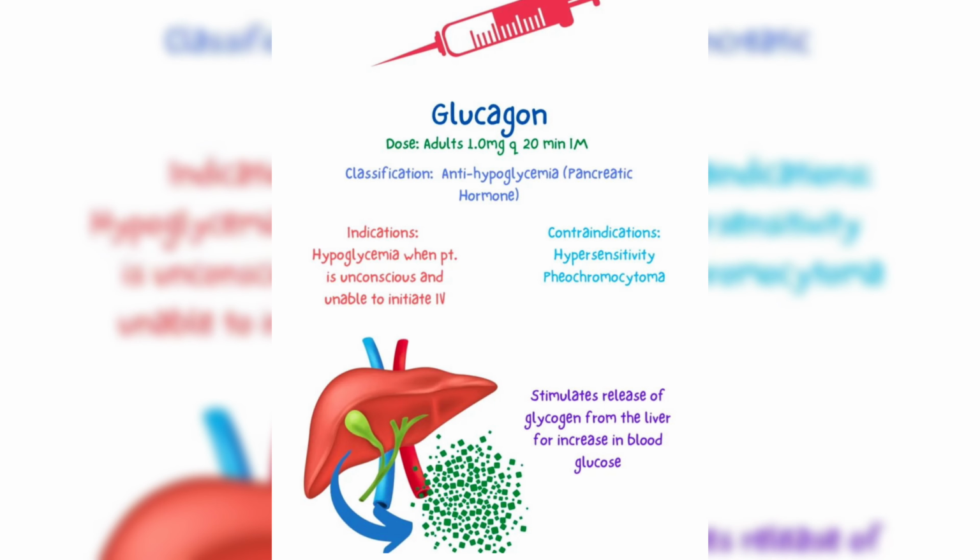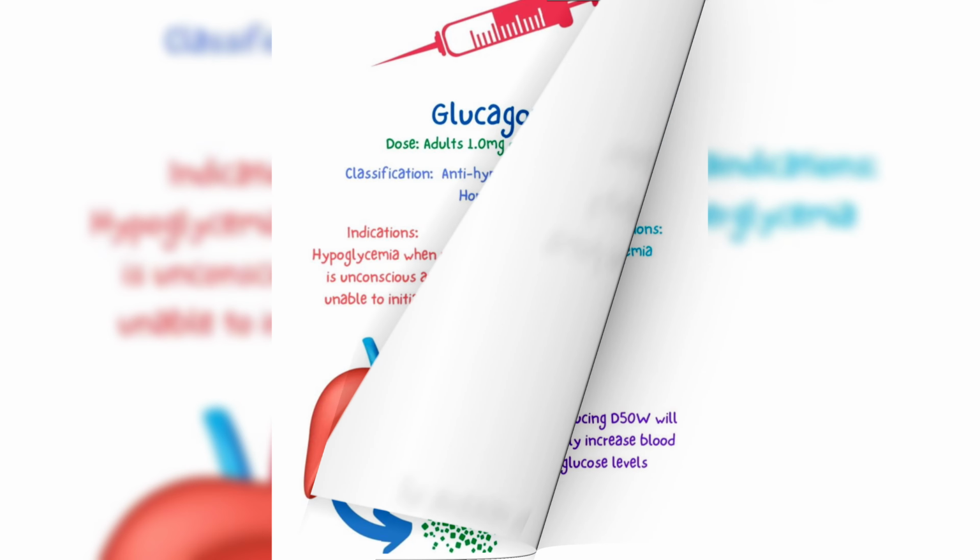Our fifth medicine is glucagon. Dose for adults: 1 milligram. Classification: anti-hypoglycemic, also known as a pancreatic hormone. Indications: used in hypoglycemia when the patient is unconscious and unable to be treated by the intravenous route. Mechanism of action: it stimulates release of glucose from the liver to increase blood glucose. Contraindications: 1. Hypersensitivity. 2. Pheochromocytoma.